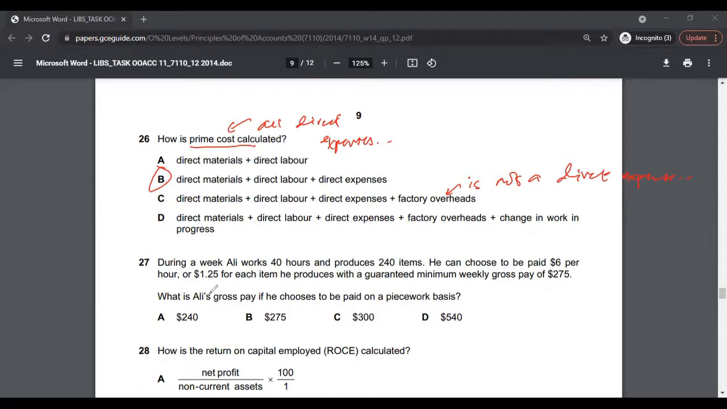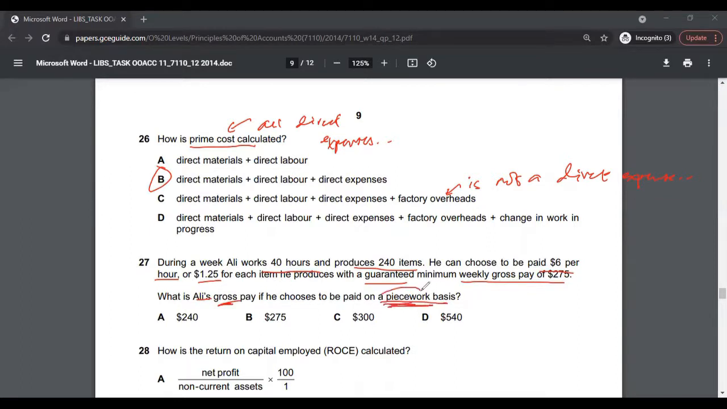Multiple choice 27. During a week, Ali works 40 hours and produces 240 items. He can choose to be paid $6 per hour or $1.25 for each item he produces, with a guaranteed minimum weekly gross pay of $275. What is Ali's gross pay if he chooses to be paid on a piecework basis?